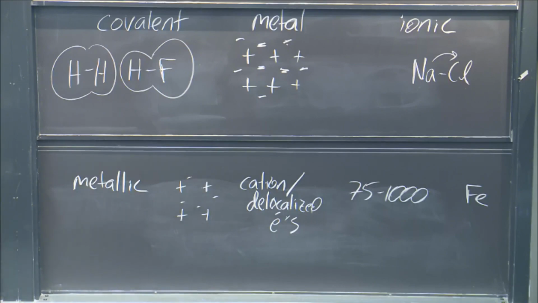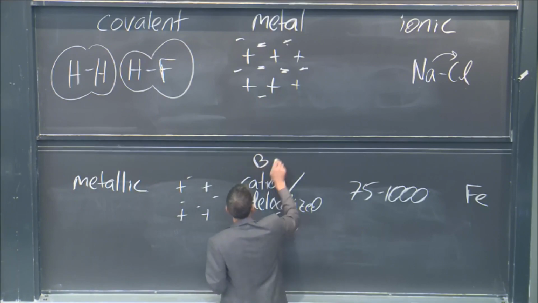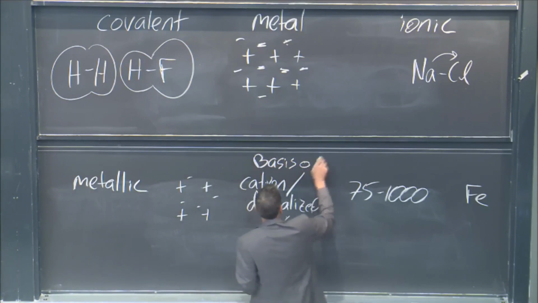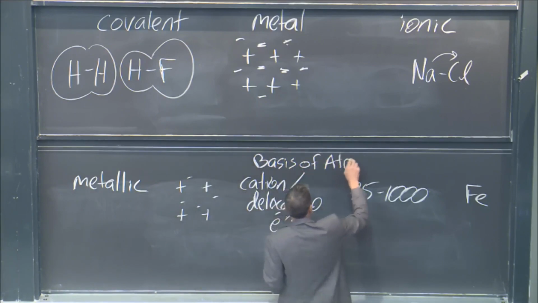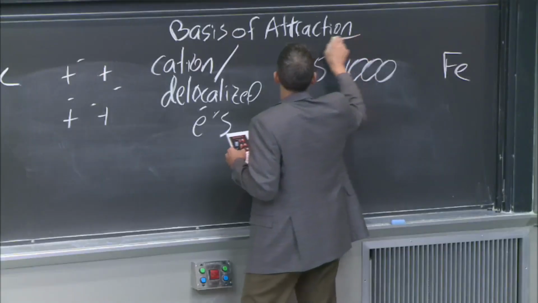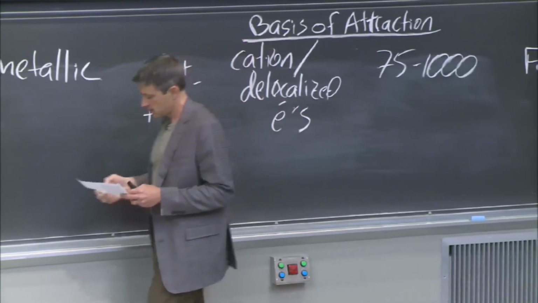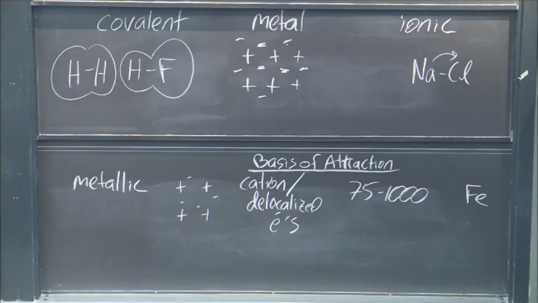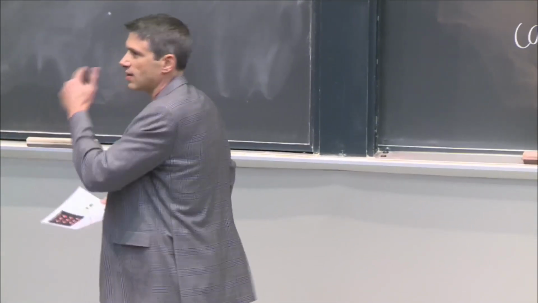Now, remember, this part of the table was the basis of attraction. Remember that? And we filled this out for all the other types of bonds. The basis of attraction. Now, I want to point out that every single basis we have covered involves the same thing: understanding what electrons are doing.